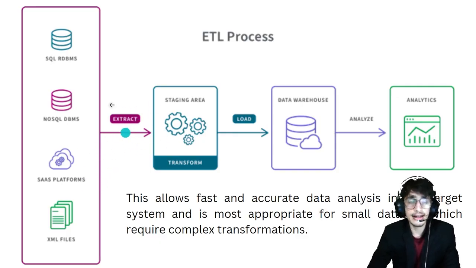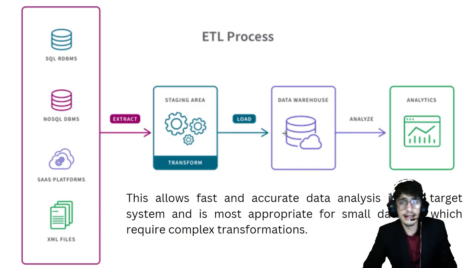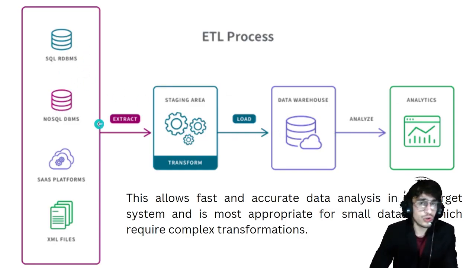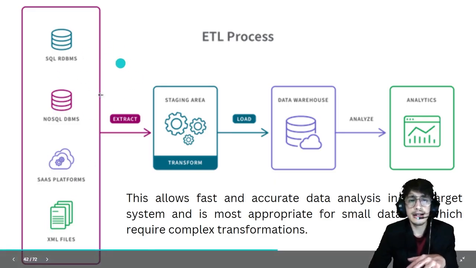And after extracting in the ETL process, we have a staging area. In the staging area, we transform our data into the form which we require. After that, we store it in the data warehouse. First of all, we don't take the whole data. From here we take one batch, like say 32. So 32 data sets come into the staging area.